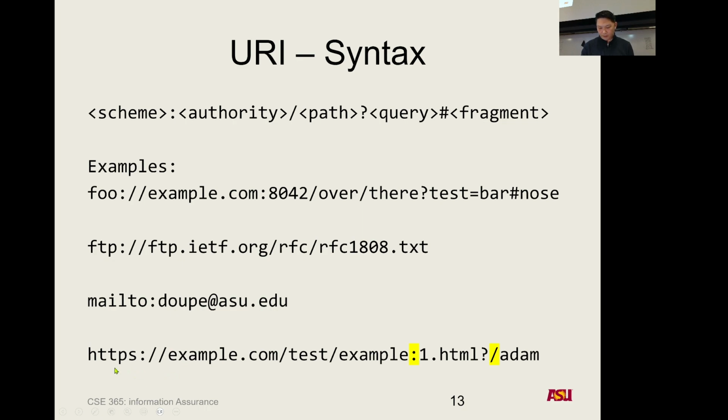Okay, the last example. So scheme, authority, path. But there is another colon. What does that mean? And also there is a slash after the question mark. What is this? Anyone have an idea? So colon is usually followed by a scheme, right? But here, what is this? What is the slash? Slash means the path separator, right?